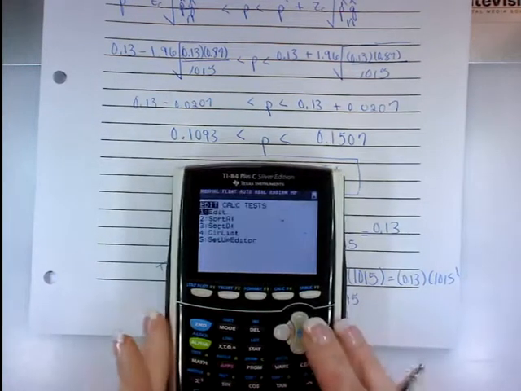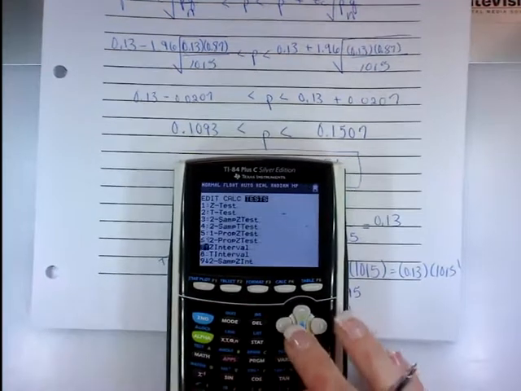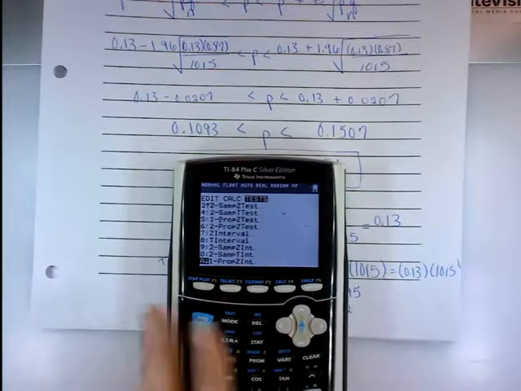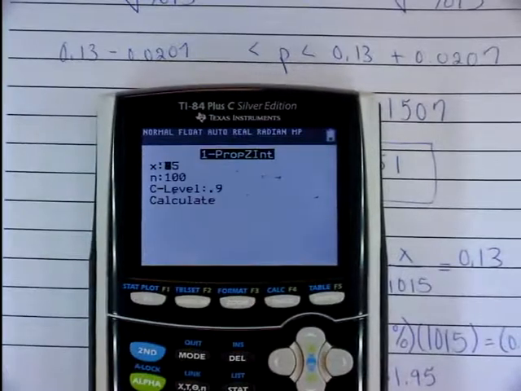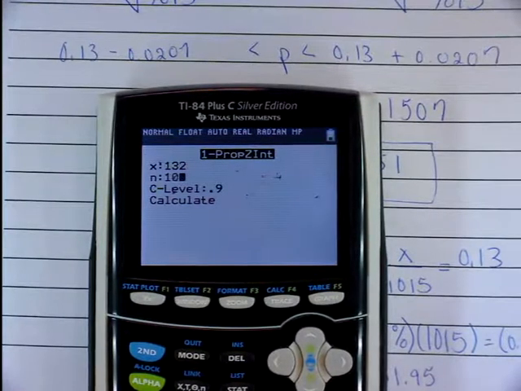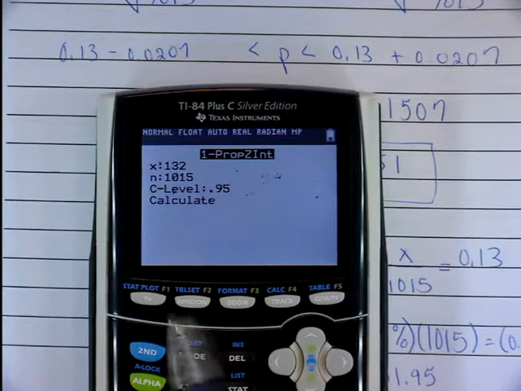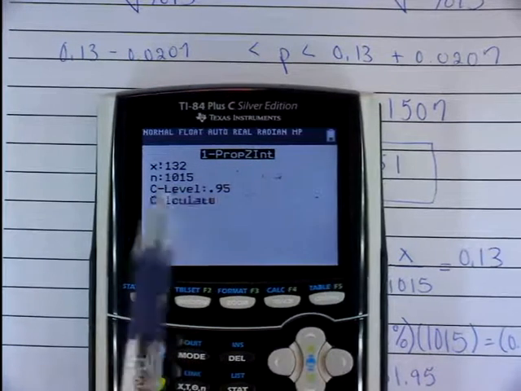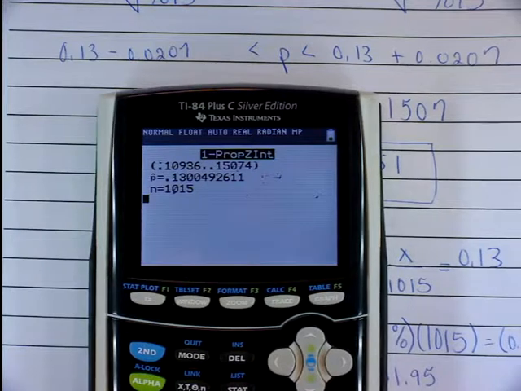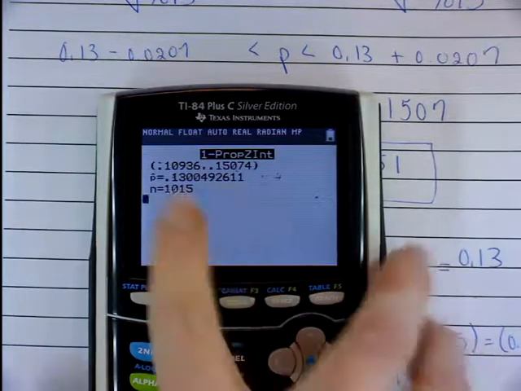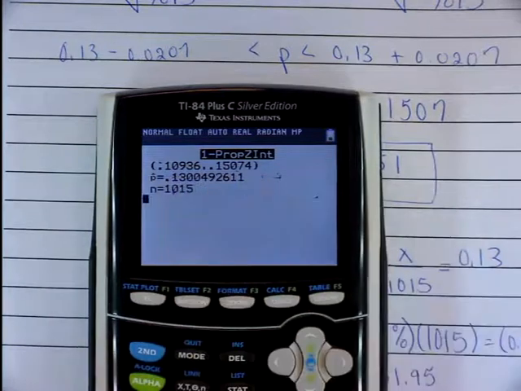So stat, test, and it's alpha A, 1-PropZInt. Enter. 132, 1,015. If you put the x in as 131.95, it'll kick you out and say there's an error. So you have to put it in as 132. 0.109 to 0.151, which is the same as what we got with the formula by hand.